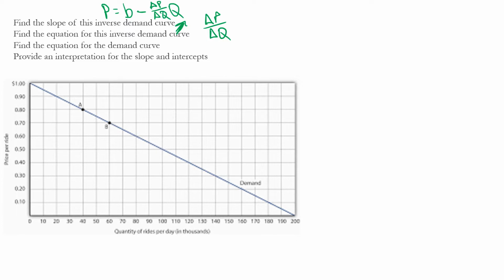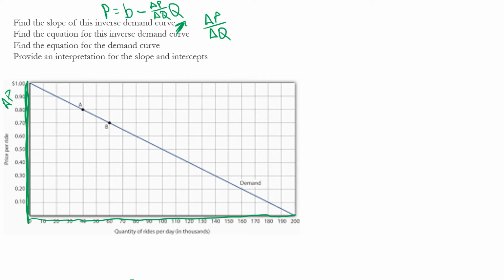That's what we're going to get every time, and we need to know what change in P over change in Q is, and we need to know what this intercept B is. Once we've got that, all we have to do is solve this for Q, and we'll have the demand curve, and we can interpret the slope and the intercepts. So first of all, in this case, we have all these points available to us. We only really need one to find the slope. My preference is to use the two intercepts if I have them.